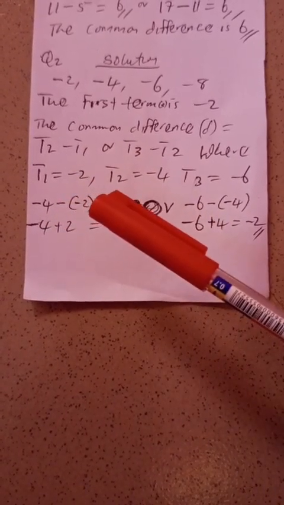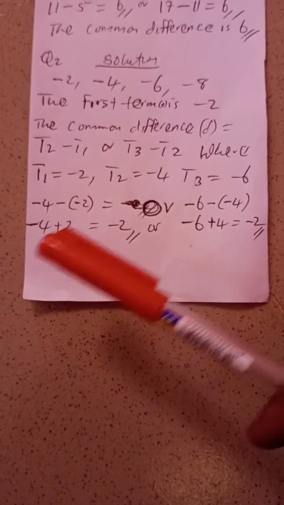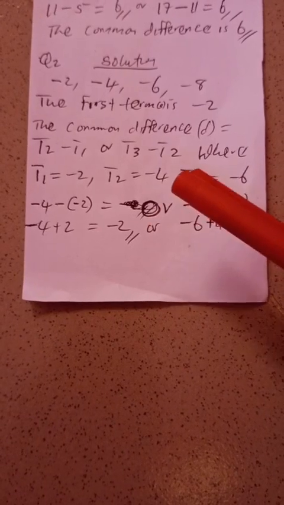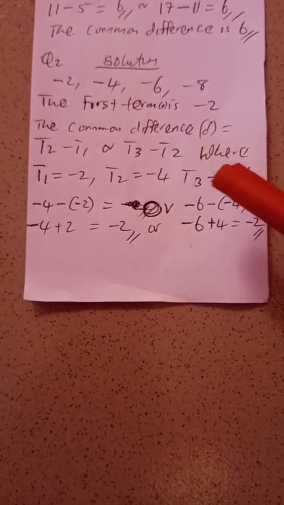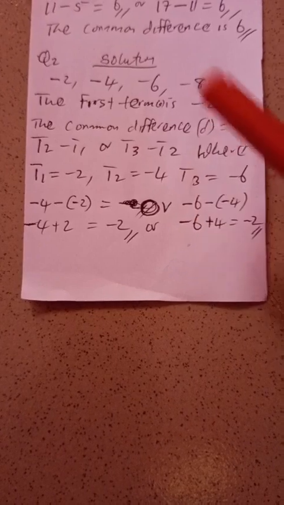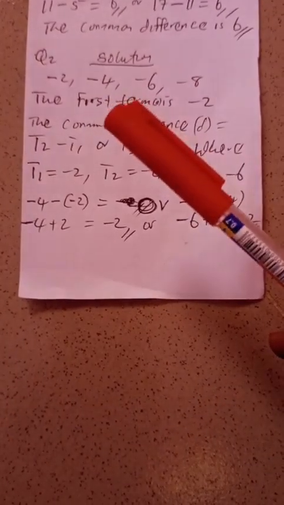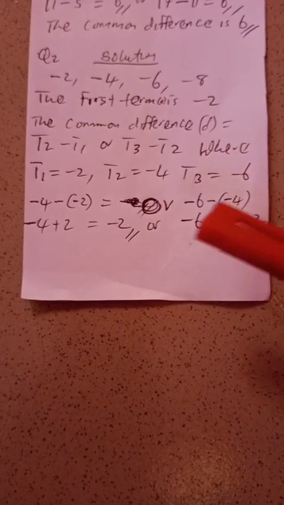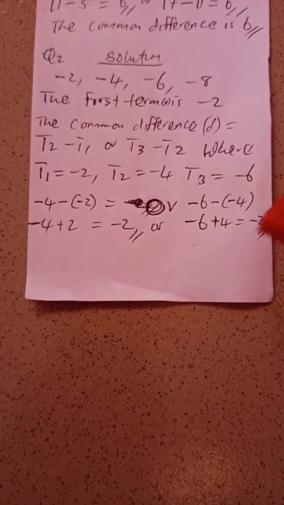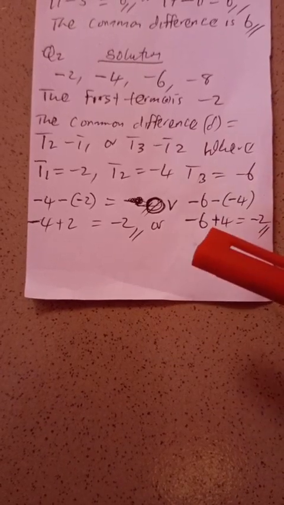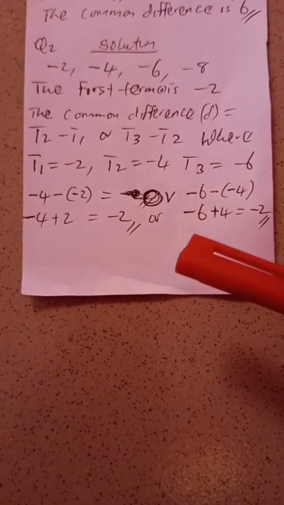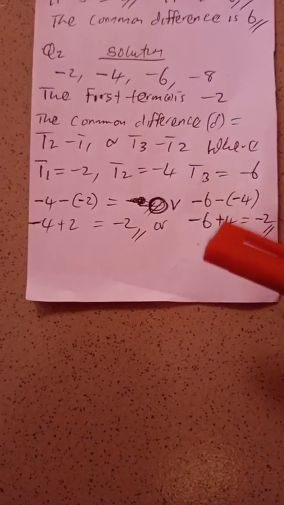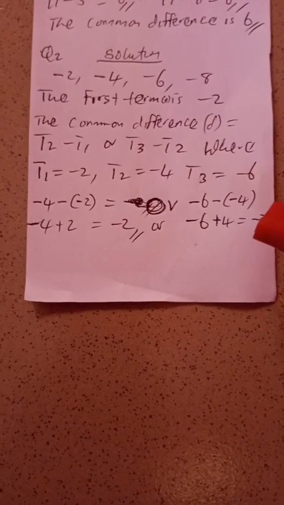Then minus times minus is going to give us plus. So we now have minus 4 plus 2, which gives us minus 2. Or T3 minus T2: our T3 is minus 6, while our T2 is minus 4. So we now have minus 6, minus times minus is plus, so minus 6 plus 4 is equal to minus 2. What it means is that you are owing somebody 6 naira, and you have 4 naira to pay right now. So when you pay the 4 naira, you are still owing minus 2.